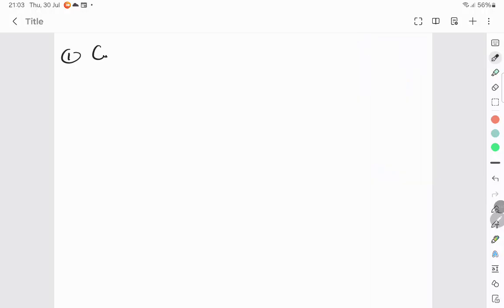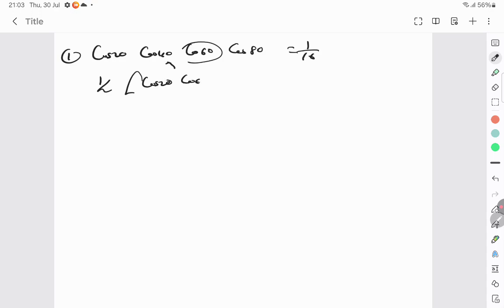The first question is cos 20 cos 40 cos 60 cos 80. You have to prove it to be equal to 1 by 16. So cos 60 is 1 by 2. Cos 20 into cos 40 can be written as cos 60 minus 20, and cos 80 can be written as cos 60 plus 20. And this is like cos (A plus B) into cos (A minus B).